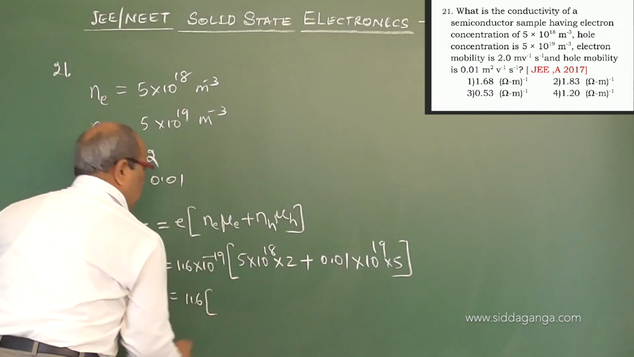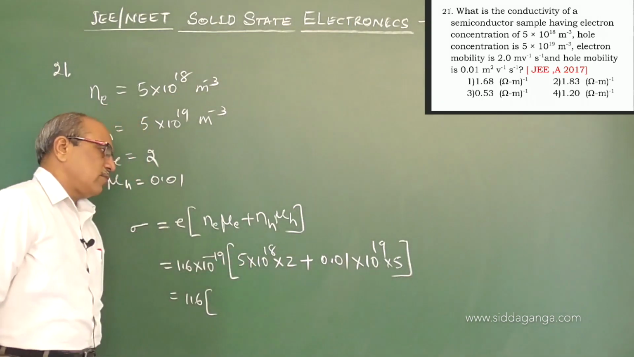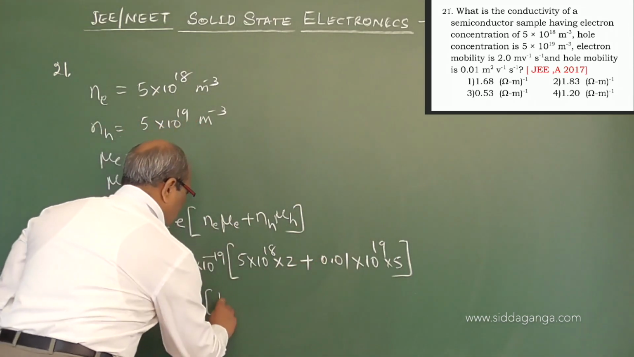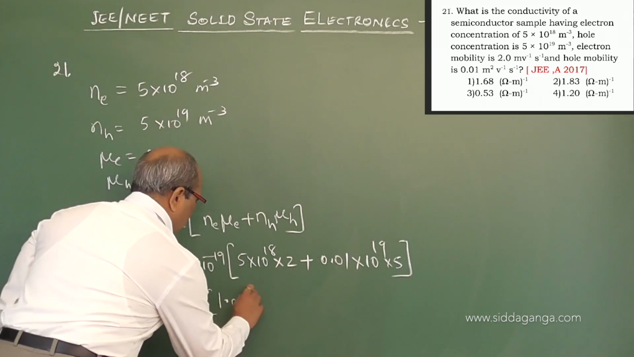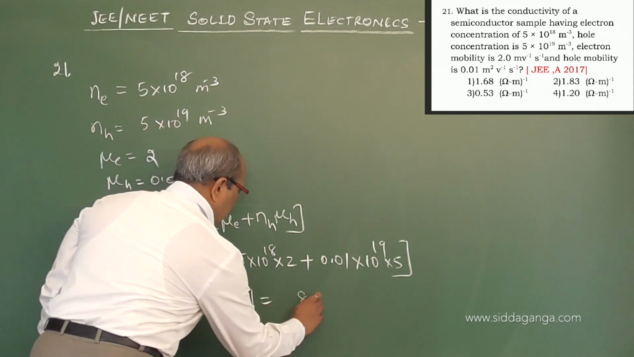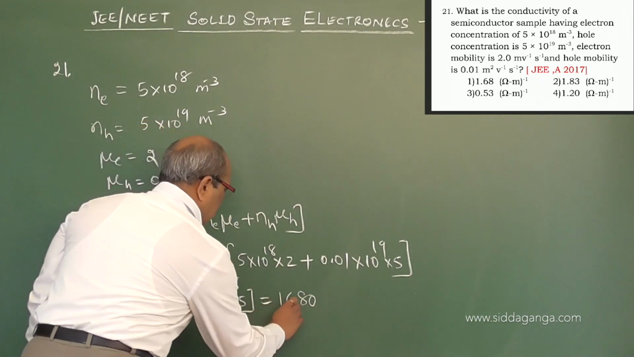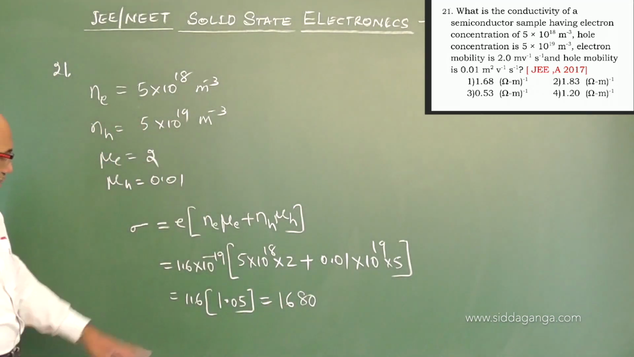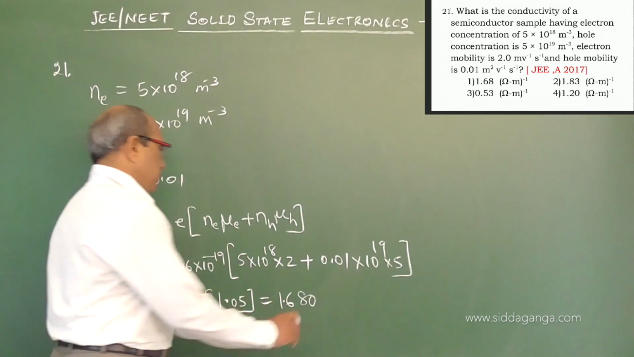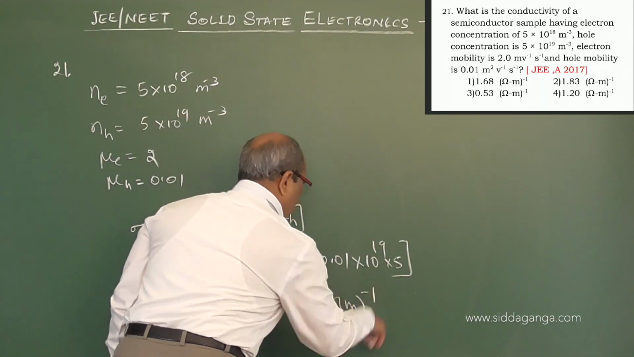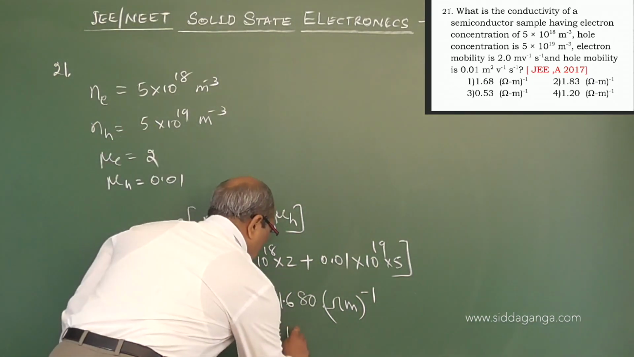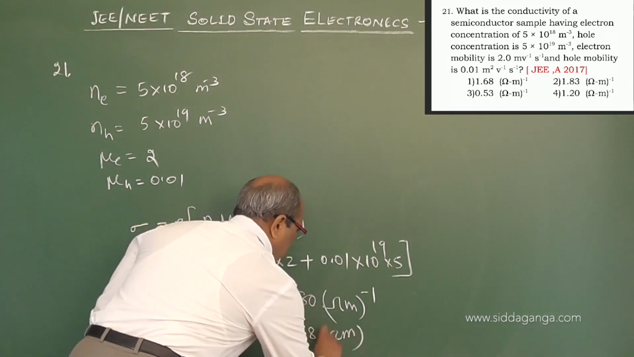So 1.6 into 5 twos is 10. 10 power 19 and 10 power minus 19 cancel, but it is 1.05 multiplied by 1.6: 16 fives is 80, 16 ones is 16. After 3 digits, that is around 1.68 ohm meter power minus 1 conductivity. 1.68, option number 1. 1.68 ohm meter power minus 1.